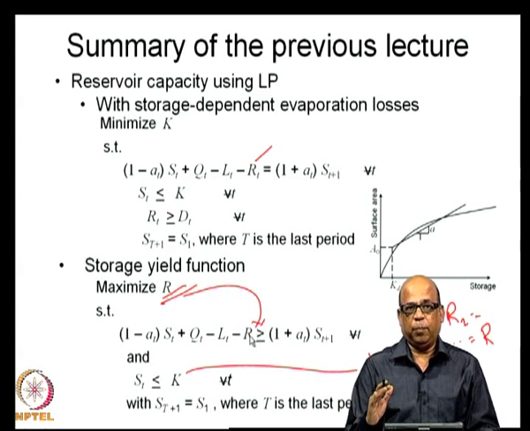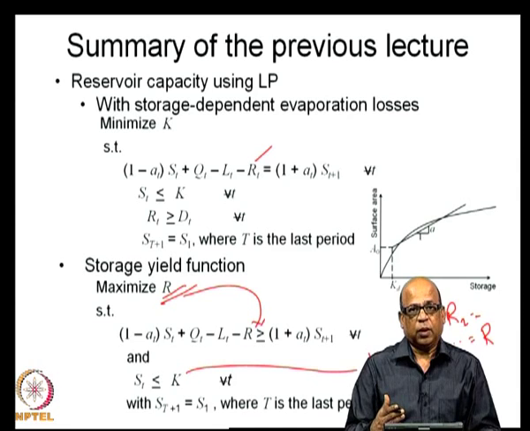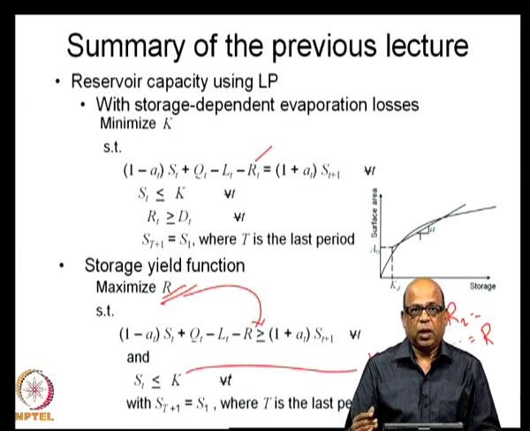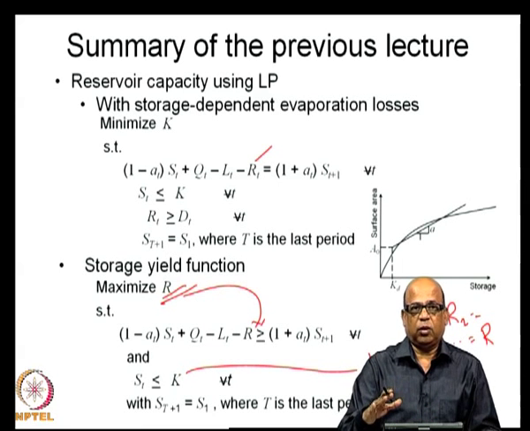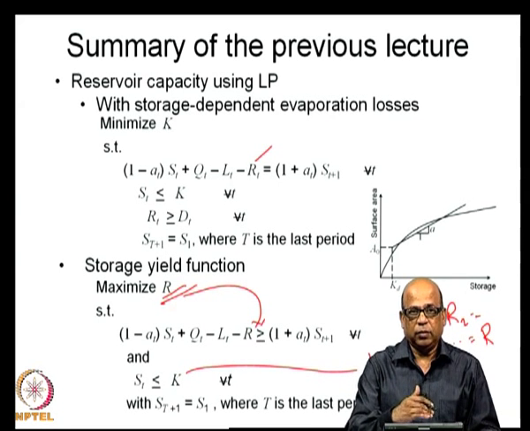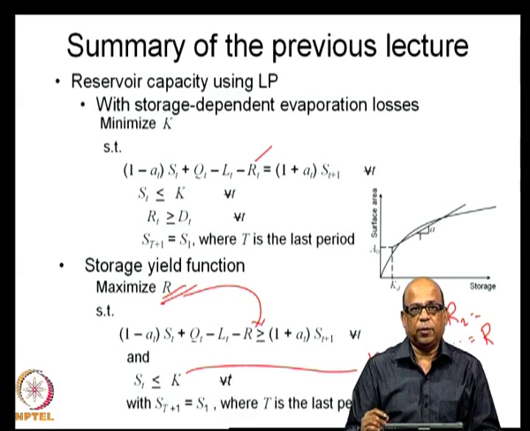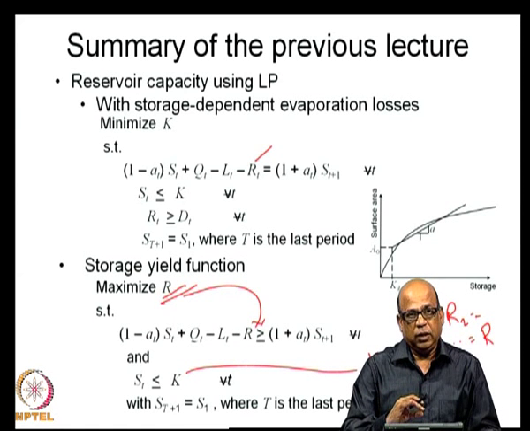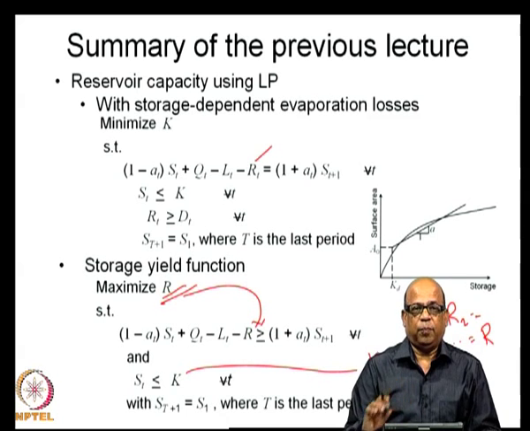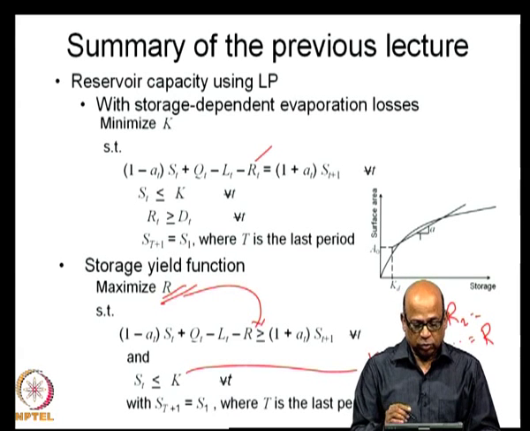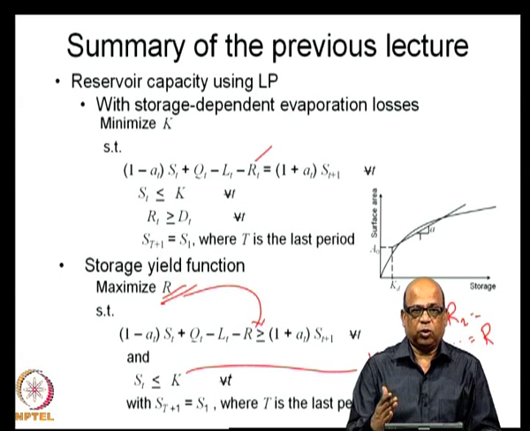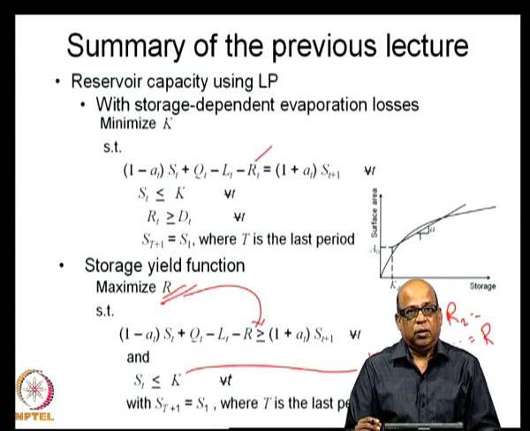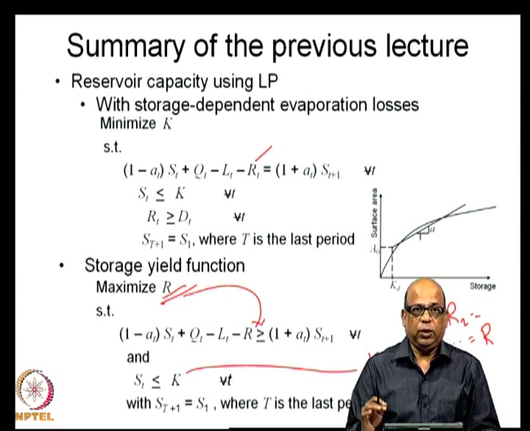So, all through the year you want to maintain a constant release. Such problems will be important when you are looking at releases for irrigation, or let us say that this reservoir is part of a major multi reservoir system in which you want to optimize the releases at this particular reservoir, maintaining a constant maximum release all through the year. So, that is the problem here, and then we started talking about an example related to the storage yield function.